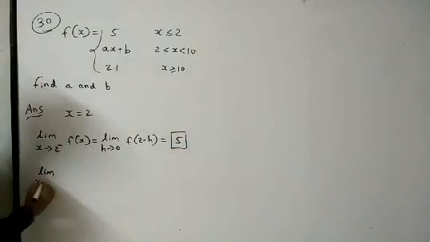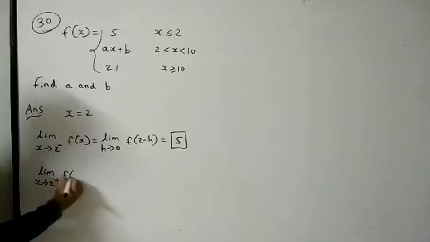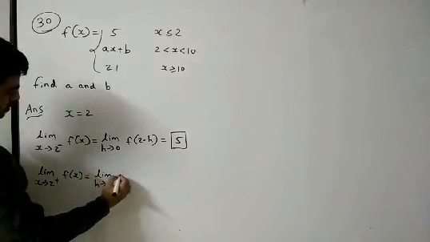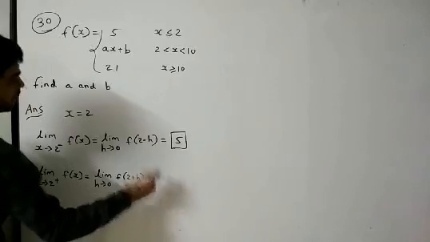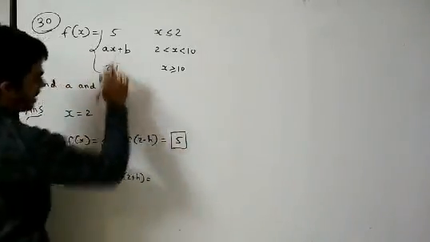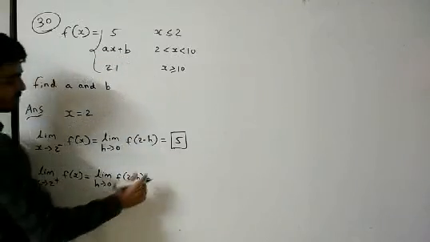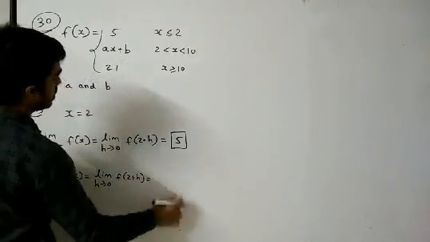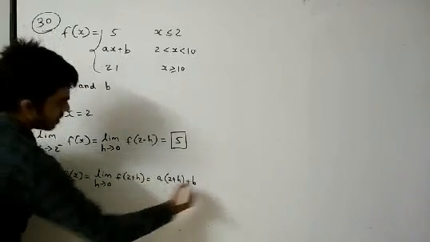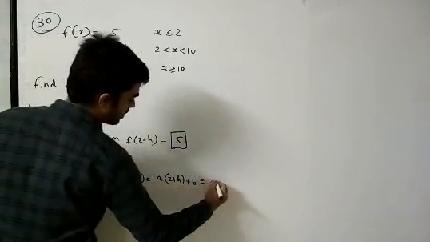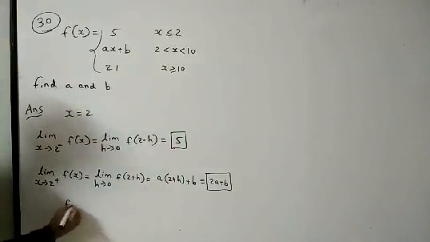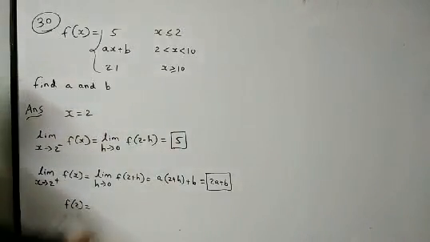Now the right hand limit, x tends to 2 positive, f(x). So limit h tends to 0, f(2 + h), 2 positive, right? So f(x) is equal to ax + b, then f(2 + h). Wherever we have x, we have to put 2 + h. So as h tends to 0, it will be 2a + b. And f(2), we have 5.